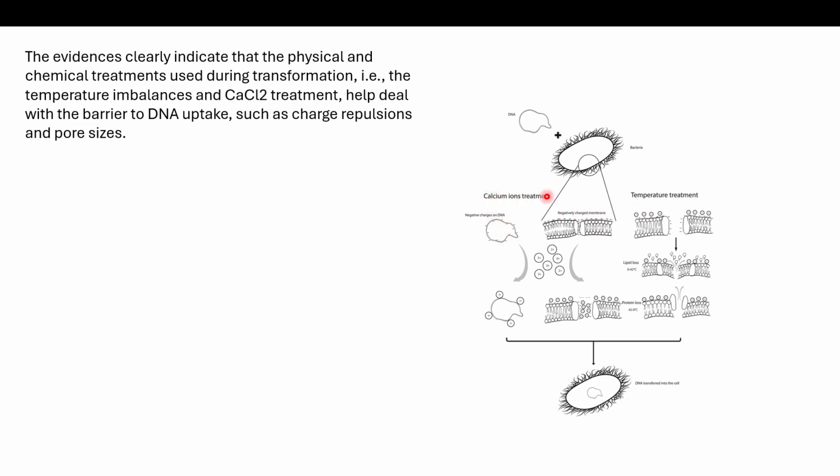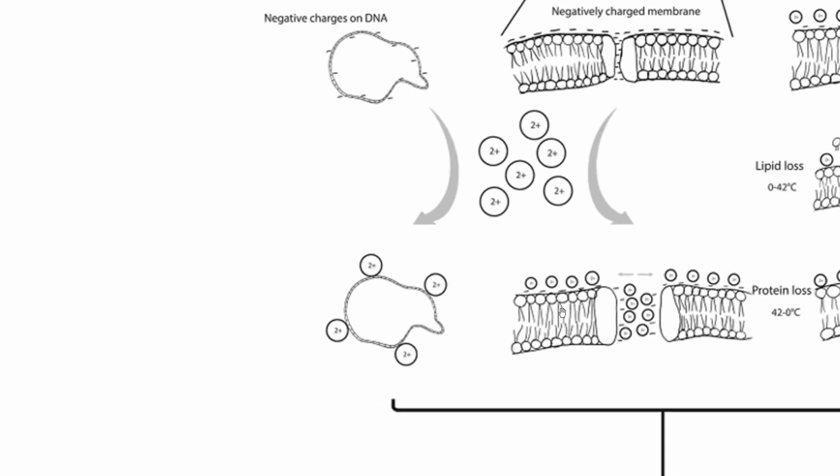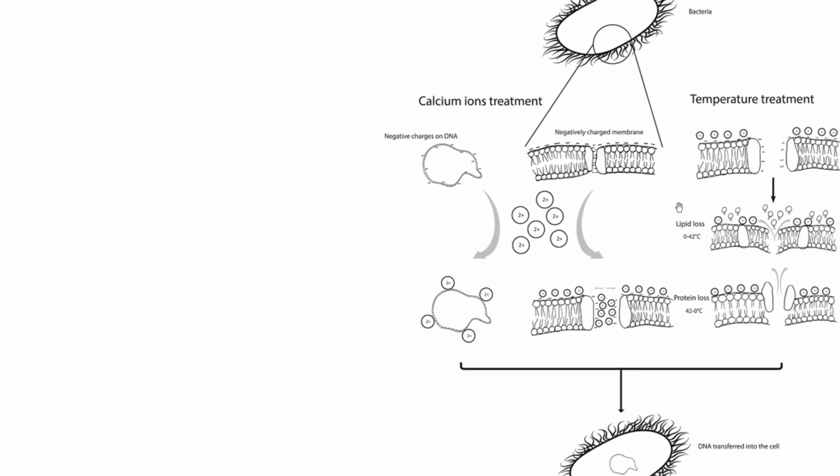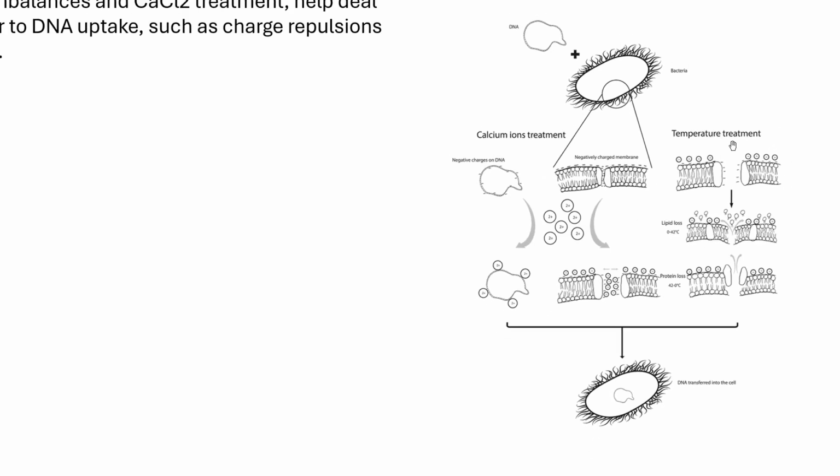Now, when calcium ions are given, they coat the negatively charged DNA, as well as the membrane. And when temperature variations are done, like sometimes heat shock, sometimes cooling on ice, the fluidity of the membrane is restricted. There can be lipid loss or protein loss. So see, from 0 to 42 degrees Celsius there can be lipid loss, and when we give a heat shock, there can be protein loss. The proteins and lipids are basically making up the cell membrane, so this will enlarge the pores or create pores so that the foreign DNA can be taken up easily. So due to the calcium ion treatment and temperature treatment, the DNA gets transferred inside the bacterial cell.